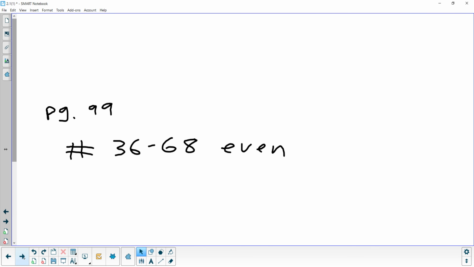Okay, so that's the homework for tonight, page 99. 36 to 68 even. Okay, just the evens. So I'll check that tomorrow, and then we'll go over the second part of our lesson.